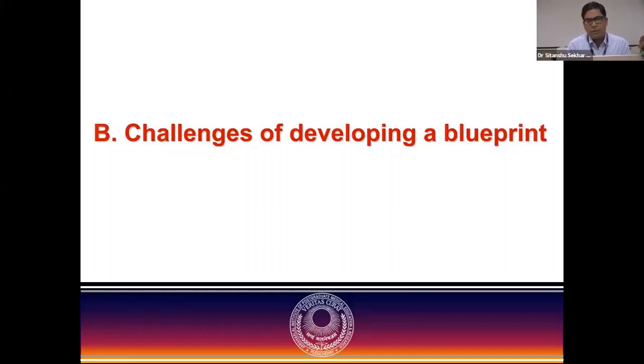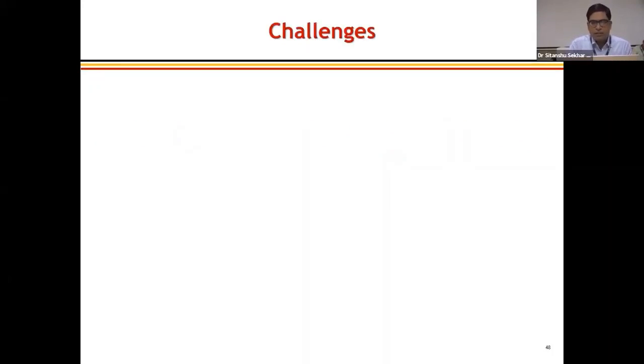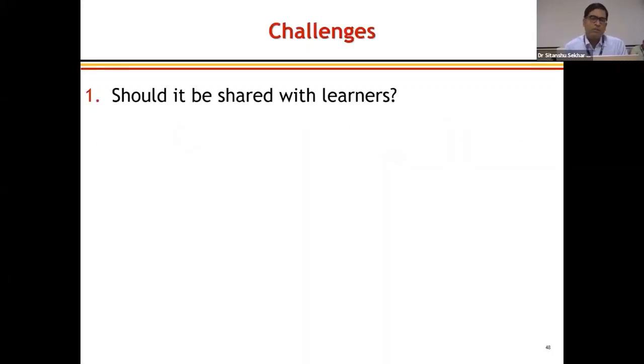In the second section, we saw how to develop a blueprint, in a hypothetical example and also in a real life scenario. And in the third, we are looking at some challenges of developing a blueprint. Now, what are the challenges? The first thing, questions are usually asked, should it be shared with the learners? Yes, we should share with the learners because ultimately it is for their benefit.